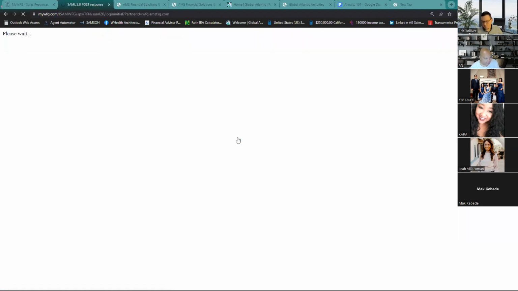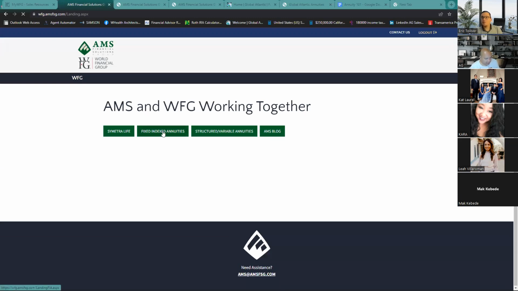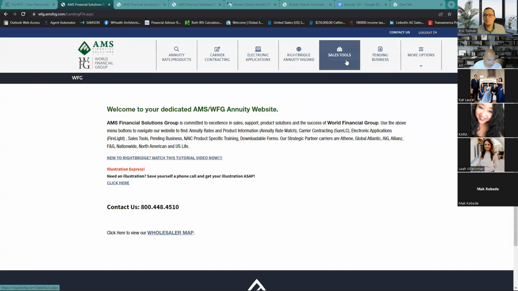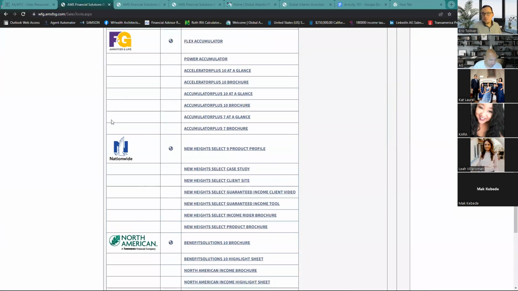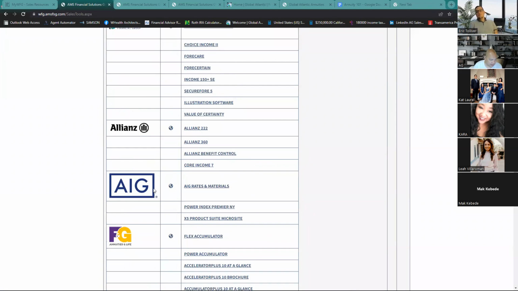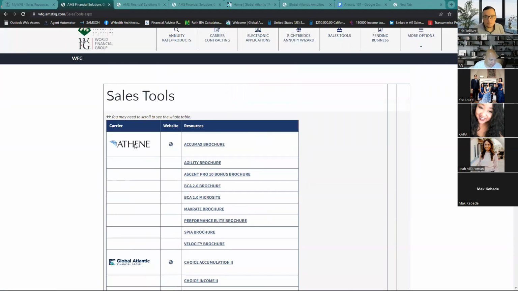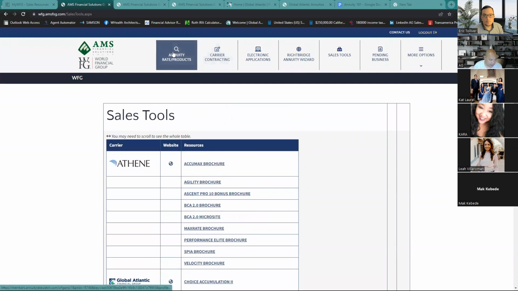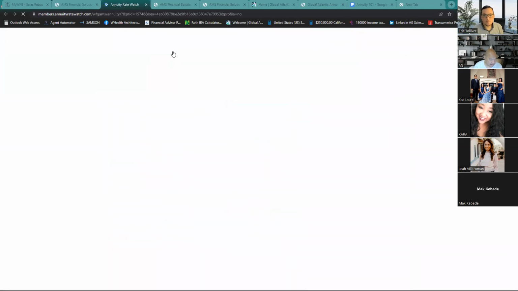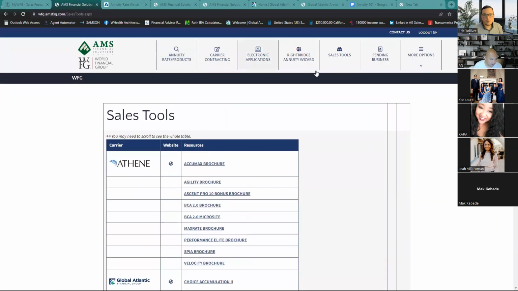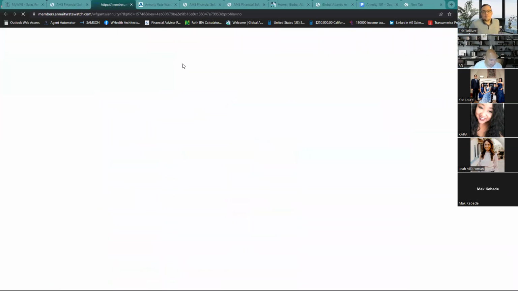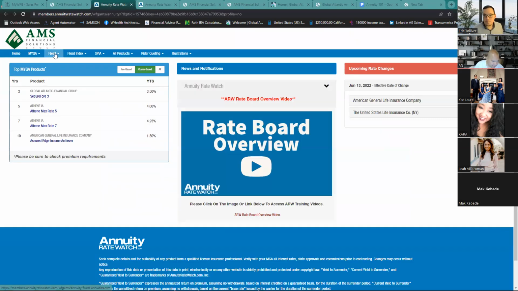AMS now has all of these annuities that are inside our system, right? North American, Nationwide, FNG, AIG, Allianz, Global Atlantic, and Athene. If you actually want to start playing around with this, and just want to know what these things are, I suggest you go in here where I went to annuity rate and products, and you'll be able to see here.